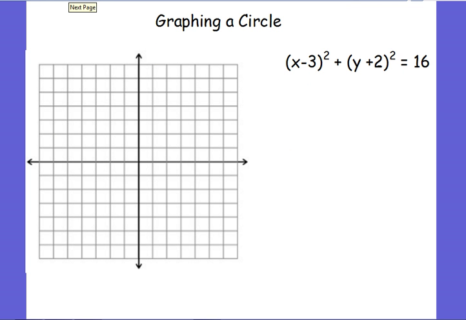Let's practice graphing. Okay? So now this is where the graph paper is going to come into play. So let's practice graphing a circle. I give you the equation, you should be able to give me a perfect graph.